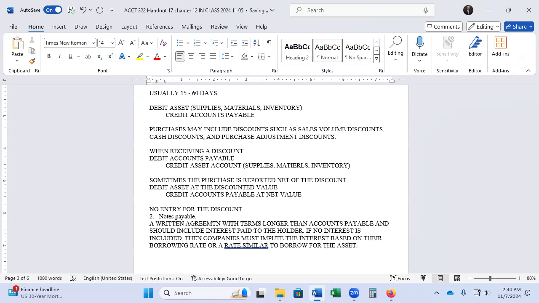So if they don't have any debt outstanding, they can't say, well, if I would go out there, what interest rate would I pay on that asset? But you can look up, let's say, a truck loan and see what it is for business, and you can use that interest rate. So that's why you have your borrowing rate or a rate similar to what others would borrow for the asset.